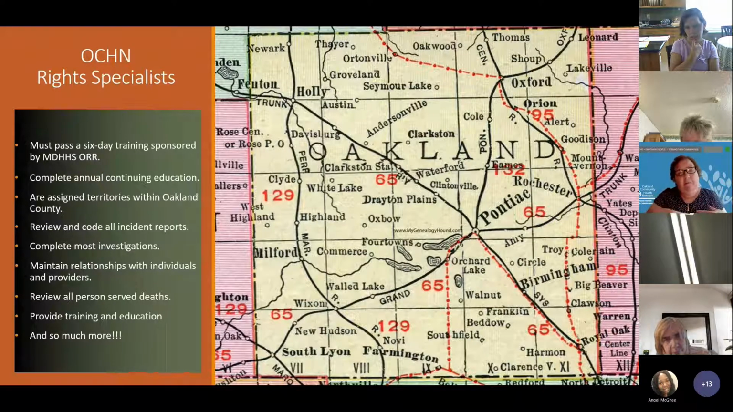Now, the way we operate our ORR in Oakland County is a little bit different than how many of the ORRs operate around the state. So every CMH has an ORR.